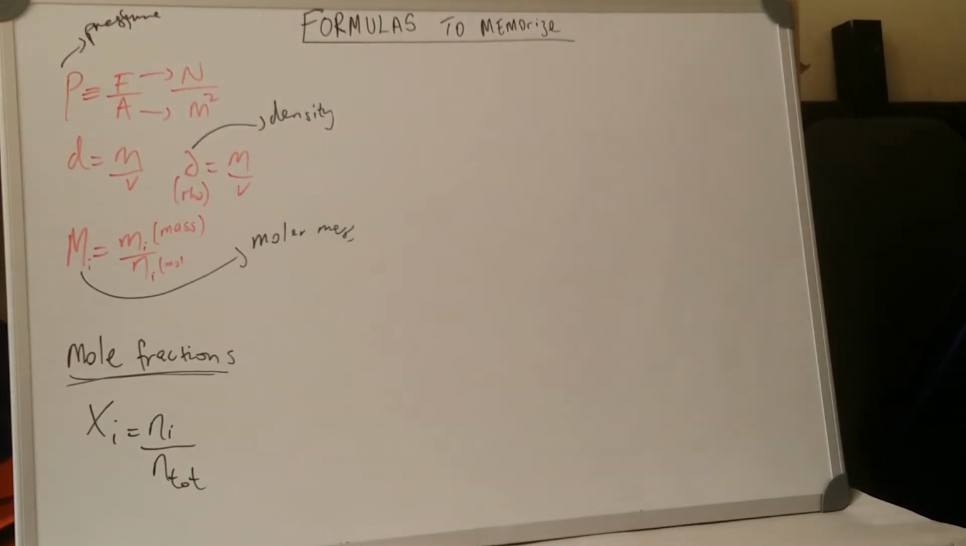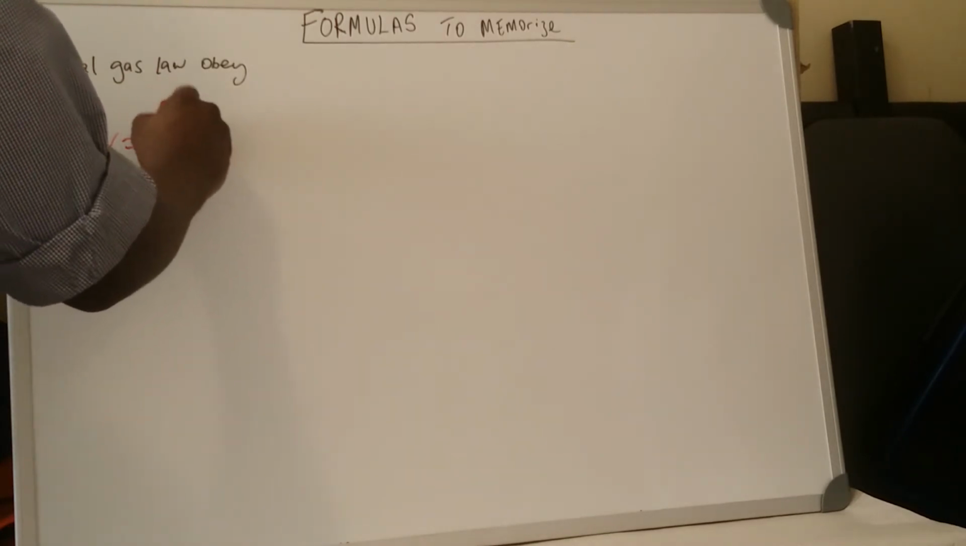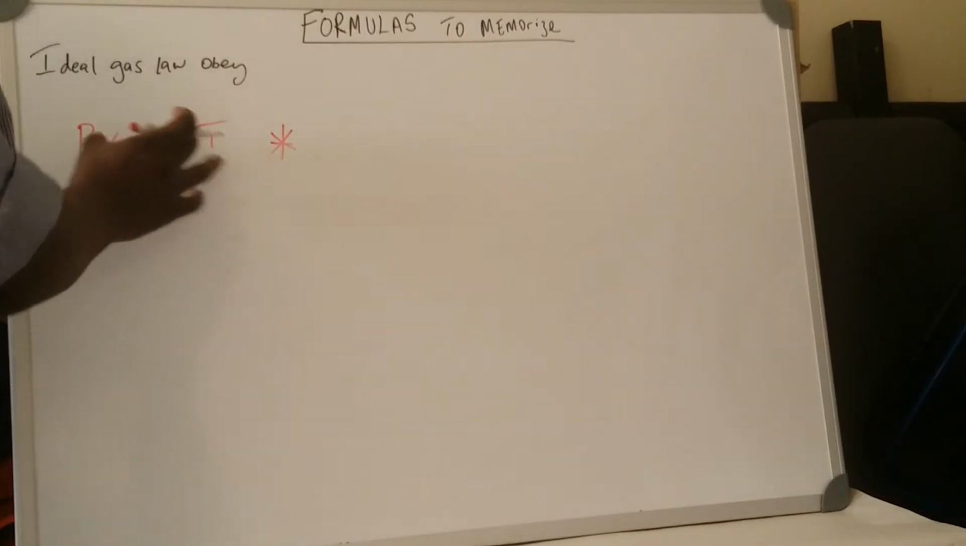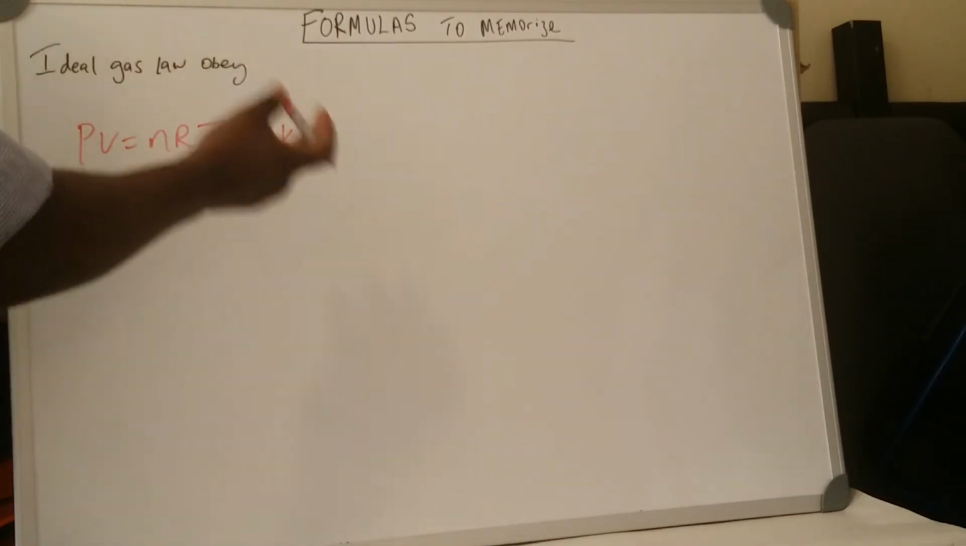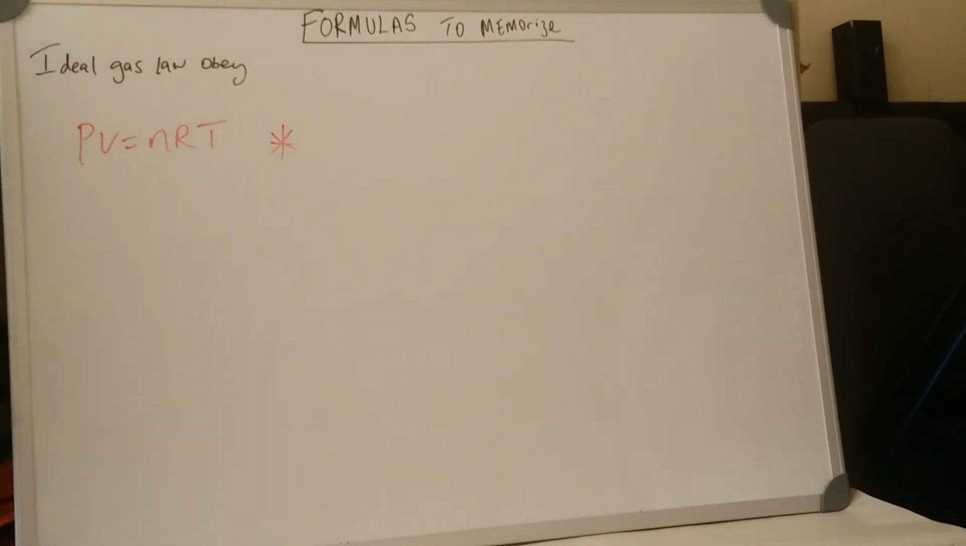So ideal gas laws obey PV equals nRT. So PV equals nRT. Now this you have to memorize. And you can use this formula, you can manipulate it to solve whatever problems you want to solve.